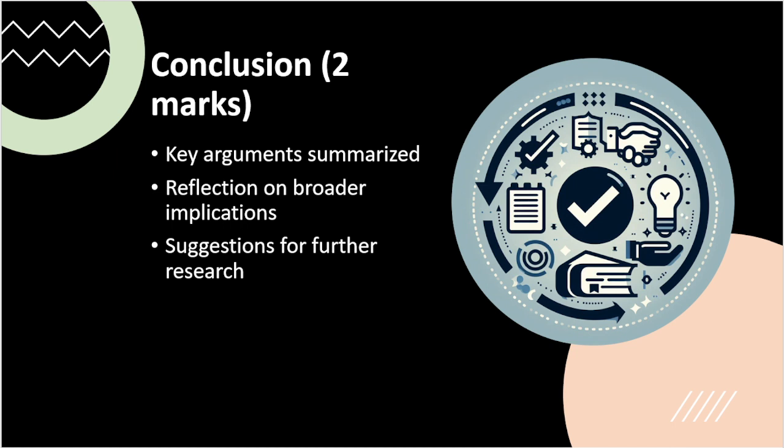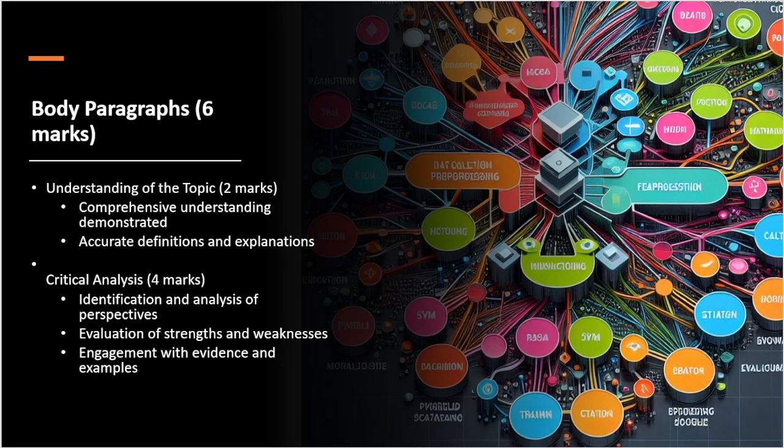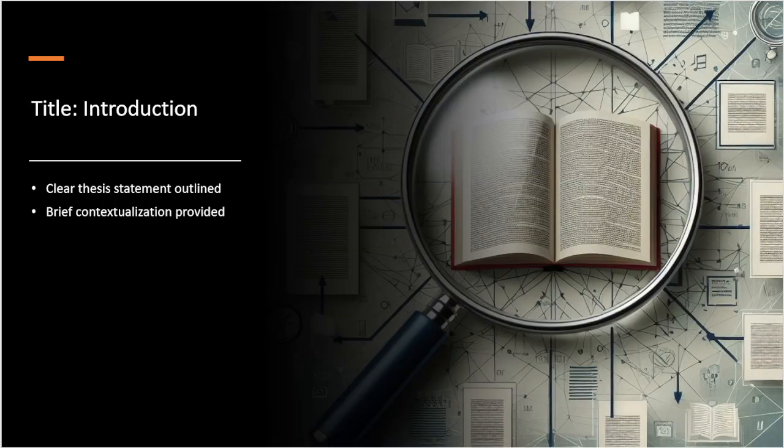So here, when you restate or summarize the key arguments, you would have scored yourself 1 mark. And if you've done the reflection or suggestion for future research, you would have scored another 1 mark, and added to that you have a total of 2 marks. So 2 marks in the conclusion part and 6 marks in the body part gives you 8 marks. And then the 2 other marks come from the introduction.